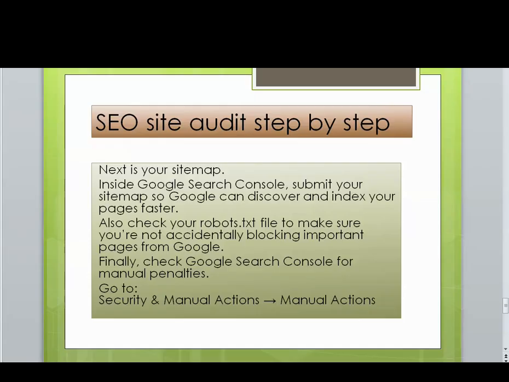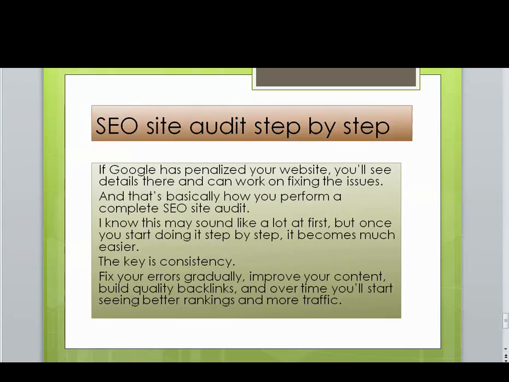Finally, check Google Search Console for manual penalties. Go to Security and Manual Actions. If Google has penalized your website, you'll see details there and can work on fixing the issues. And that's basically how you perform a complete SEO site audit. I know this may sound like a lot at first, but once you start doing it step by step, it becomes much easier. The key is consistency. Fix your errors gradually, improve your content, build quality backlinks, and over time you'll start seeing better rankings and more traffic.